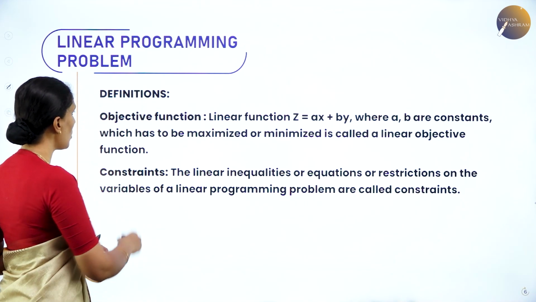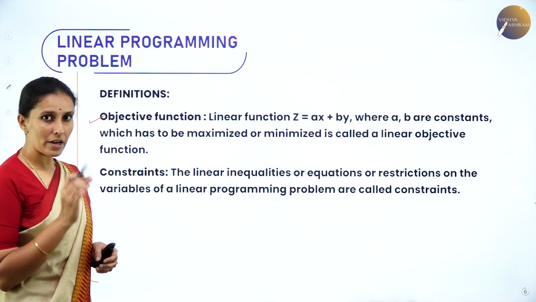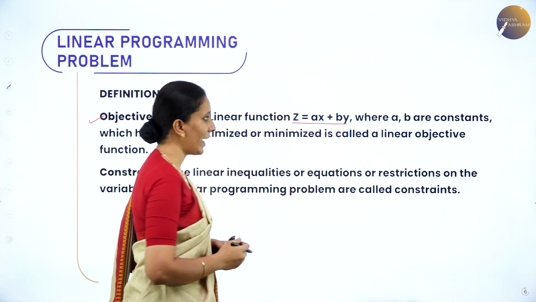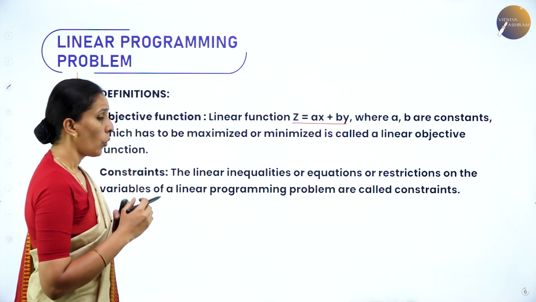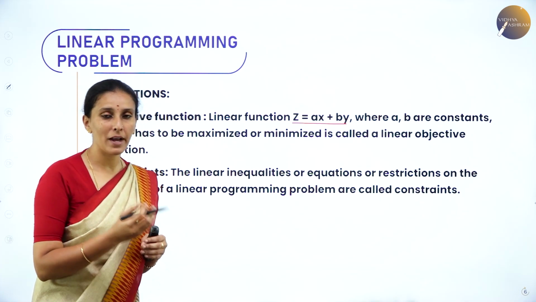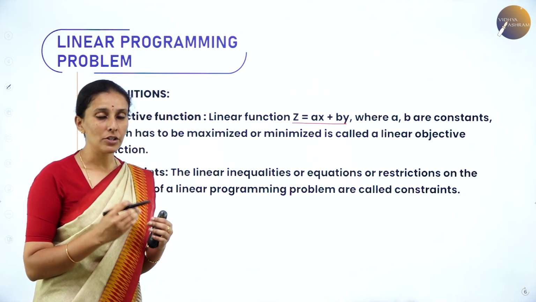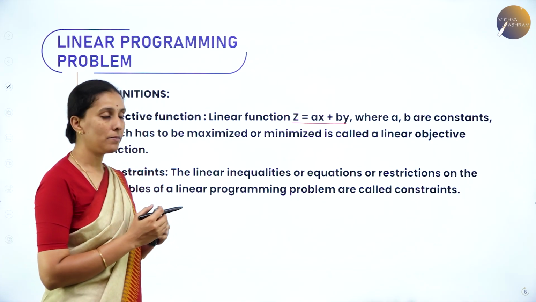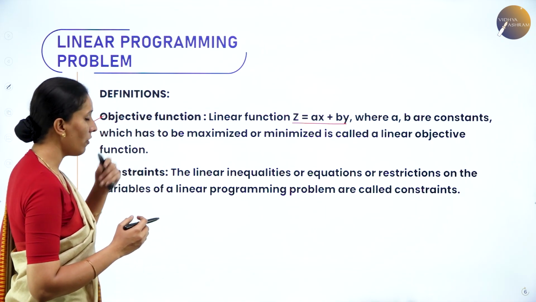The first one is the objective function. A function z in the form of ax plus by, where a and b are constants, where the function is maximized or minimized, or the function where we will find the value of maximum or minimum, is said to be the objective function.